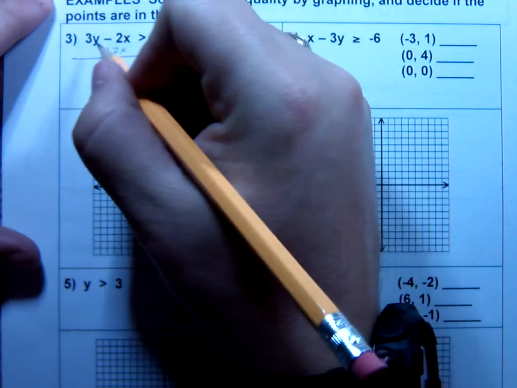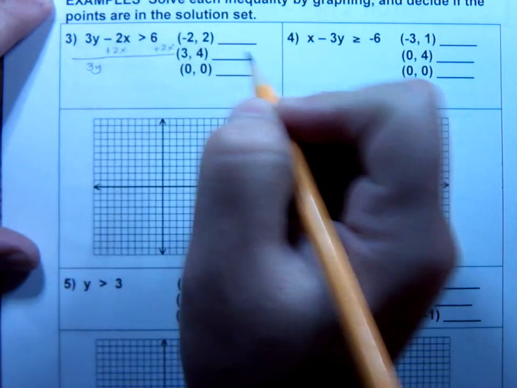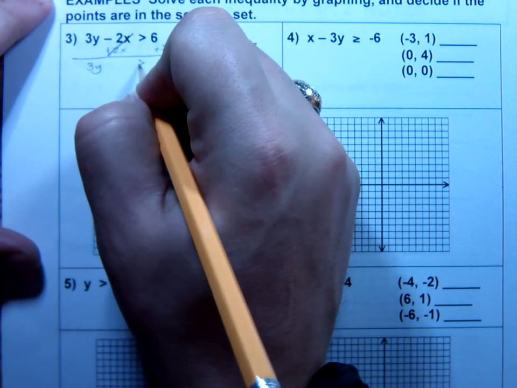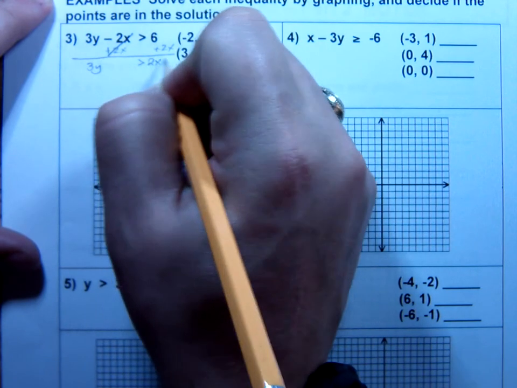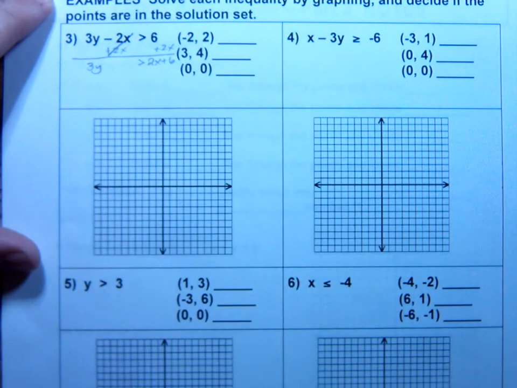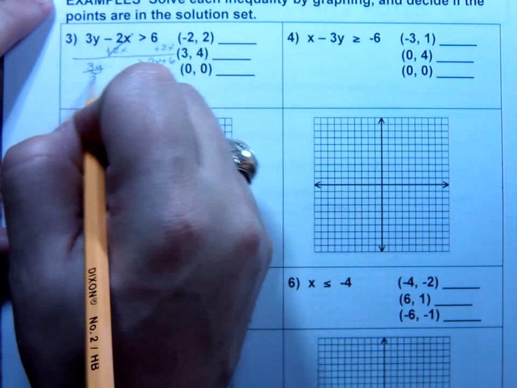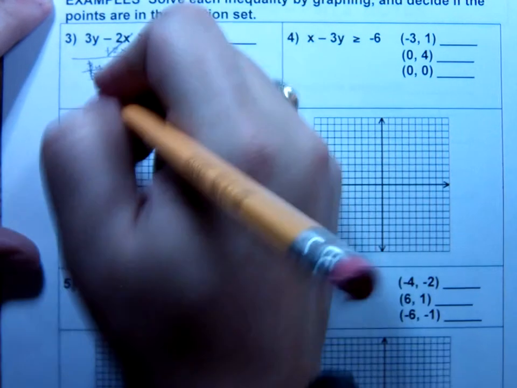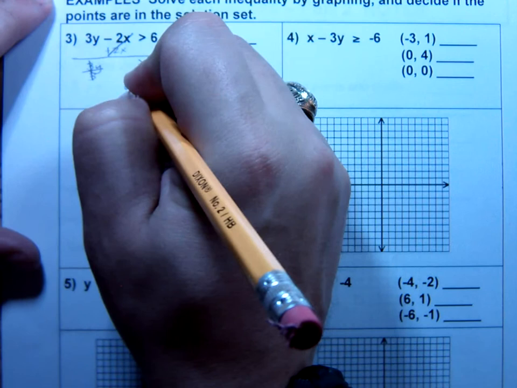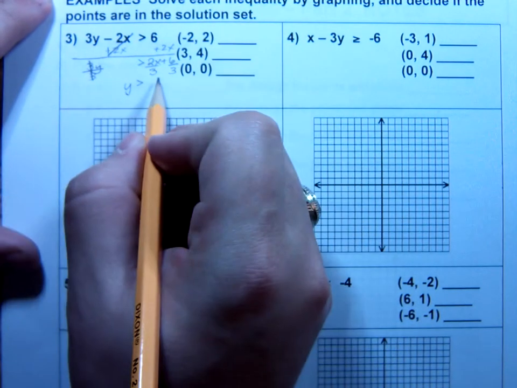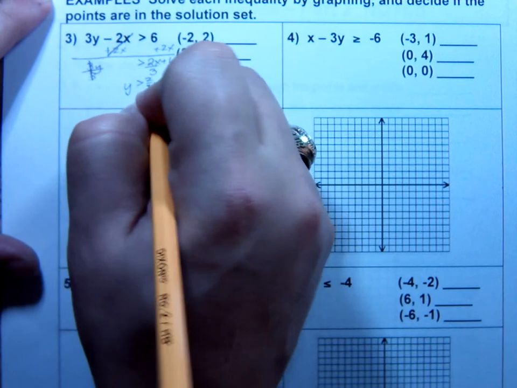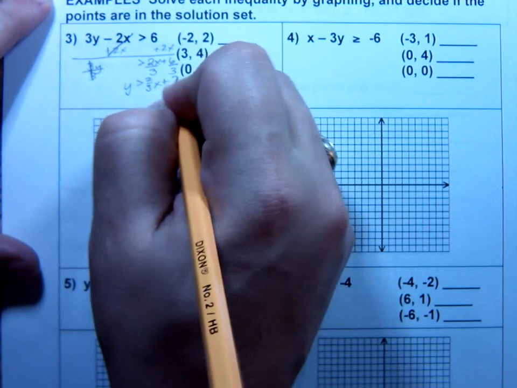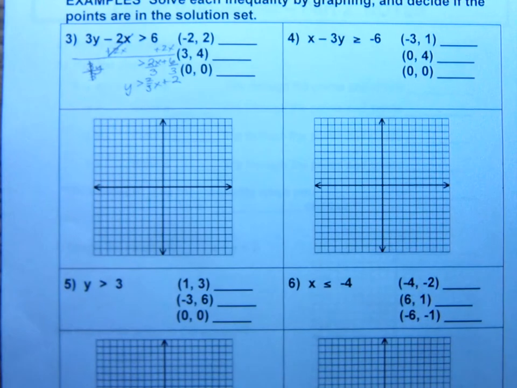Now, bring down my 3y. This cancels. I have 3y is greater than 2x plus 6, because that's a positive 6. Get rid of that 3. Divide both sides by 3. This cancels, leaving me with y is greater than. I didn't have to flip my sign because I divided by a positive, so it's greater than 2/3 x plus 2. Okay? You should be able to know how to do this just from solving for y when we did the equations. Okay? So now let's graph this.